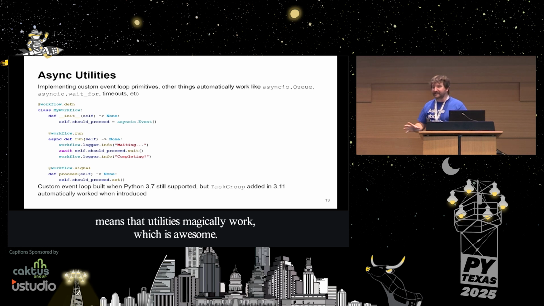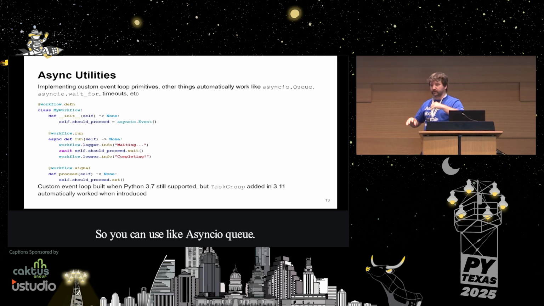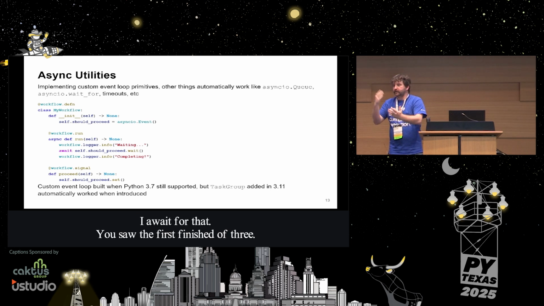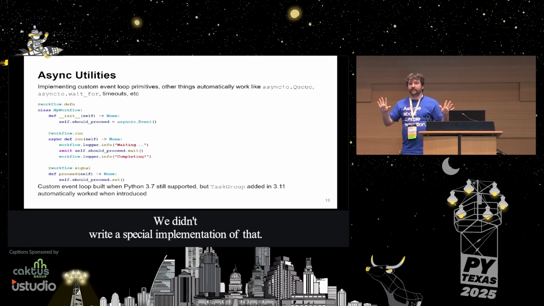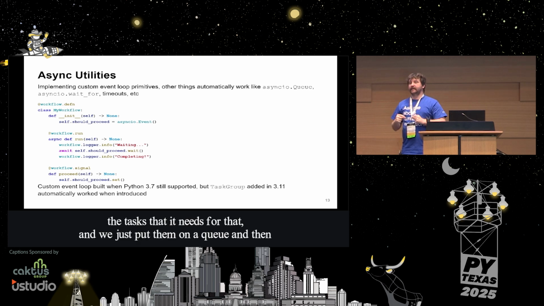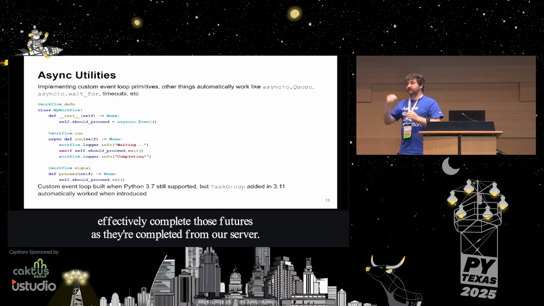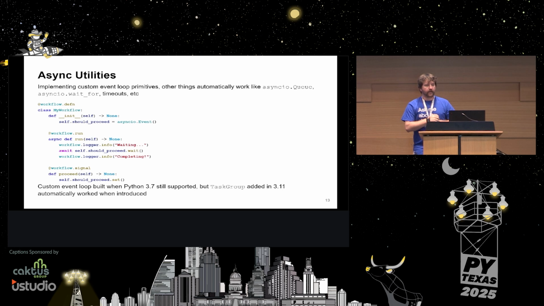So that means that utilities magically work, which is awesome. So you could use, like, asyncio queue. We didn't write a special implementation for that, asyncio wait for that you saw, the first finished of 3. We didn't write a special implementation of that. It schedules the tasks that it needs for that, and we just put them on a queue and then effectively complete those futures as they're completed from our server.